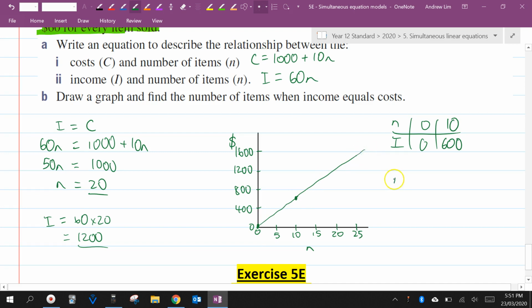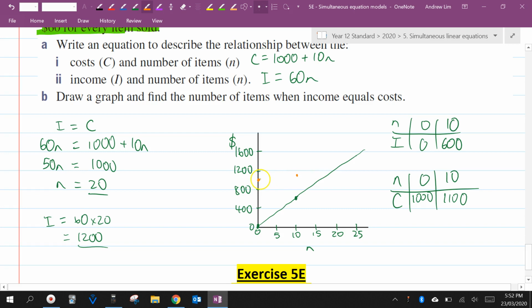Okay. What about cost? We'll use 0 and we can use 10 again. If N was 0, cost would be 1000 plus 0, which is just 1000. And if 10 was sold, it would be 10 times 10, which is 100. 1000 plus 100 is 1100. Let's do that in orange. 0, 1000, right here. 10, 1100, about there.